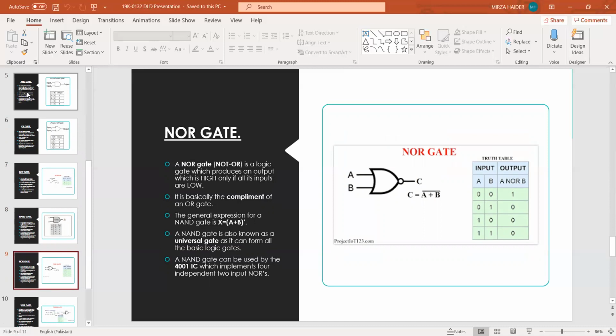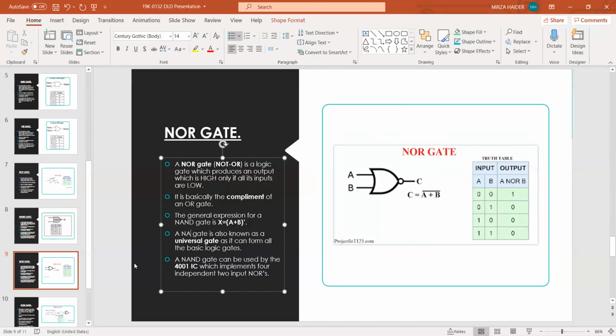So a NOR gate, NOT OR, is a logic gate which produces an output which is high only if all its inputs are low. It is basically the complement of an OR gate. The general expression for a NOR gate is X equals A plus B, and then inverted. A NOR gate is also known as a universal gate as it can form all the basic logic gates. A NOR gate can be implemented by the 4001 IC, which implements four independent two-input NORs. There is a typo in my slides right now, so we'll just consider these as NOR.